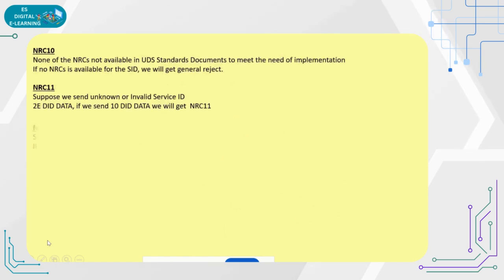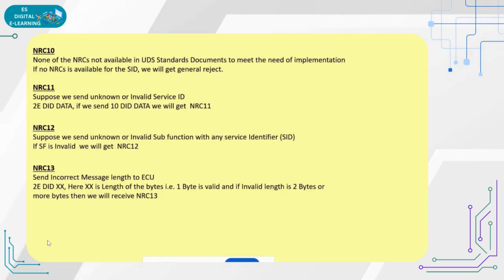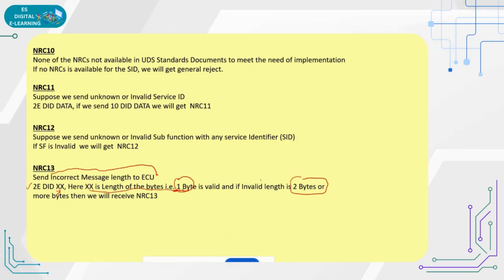Next, sending of incorrect message length to the ECU. You can write down this step: sending incorrect message length to the ECU. Let me give an example: 2E DID XX. Here X is a length of 1 byte. Instead of 1 byte, I am sending 2 bytes. So what will happen? This is invalid data, right? The data will support only 1 byte. If I am sending more than that, what will happen? You will get NRC 13.